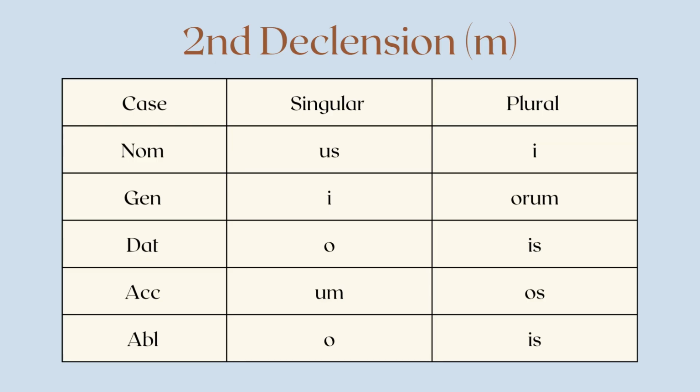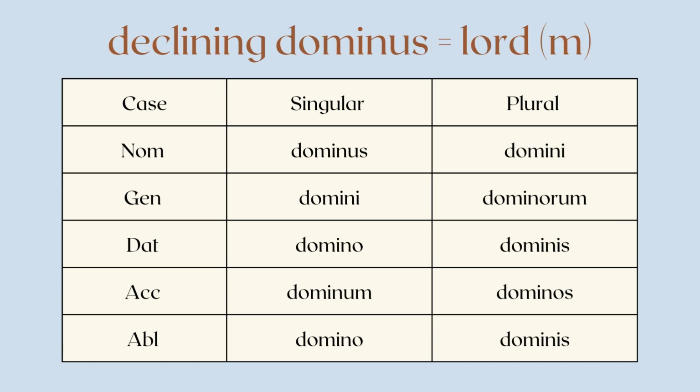Here's the paradigm. Us, i, o, um, o; i, orum, is, os, is. You'll notice that the table has exactly the same format as for the first declension. The process of declining is exactly the same too. Just add the new endings to masculine second declension nouns. I've used Dominus for the sample.